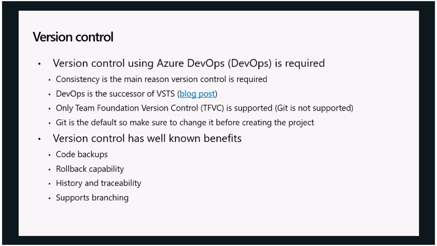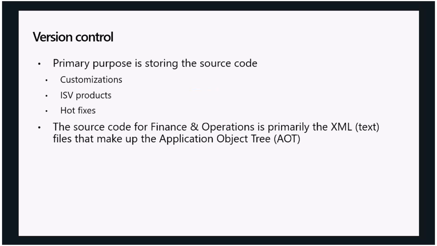And version control has well-known benefits. It keeps a backup of all your code. It has history and traceability and rollback if you need to undo something. And it also supports branching. Primary purpose is storing the source code. That includes customizations, ISV products, and currently it includes hotfixes. With the one version initiative, the need to store hotfixes will be removed. We'll talk about that a little bit more later. And the source code for finance and operations is primarily the XML text files that make up the application object tree or the AOT. They're stored in the packages folder on the development machines, and we'll talk about those as well.